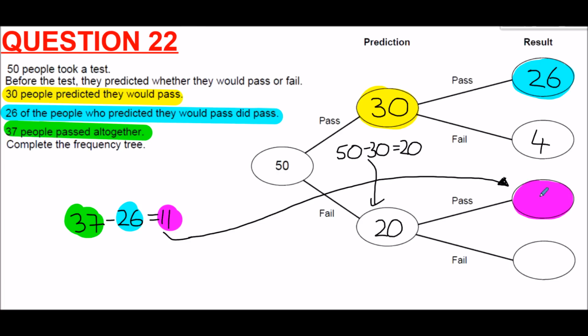And finally, because this is 11, and it branches from 20, these two here need to add up to 20. So this must be 9, because 11 plus 9 equals 20. And then we're all done for this one.